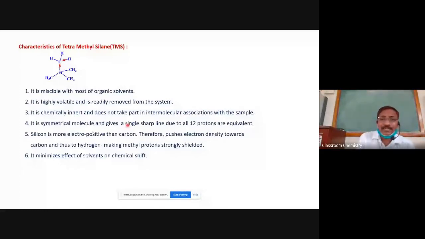a sample tube. Then the fourth characteristic property or advantage is that it is symmetric. If you observe this silicon, it has 4 methyl groups, they are symmetric, and as they are symmetric, all these methyl groups having 3 protons each, so total 12 protons, are equivalent.